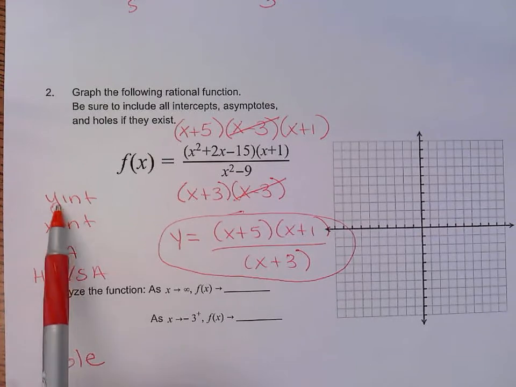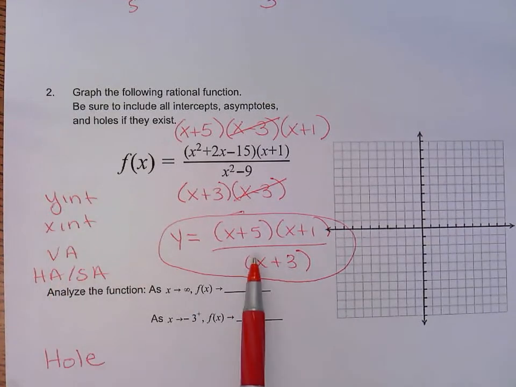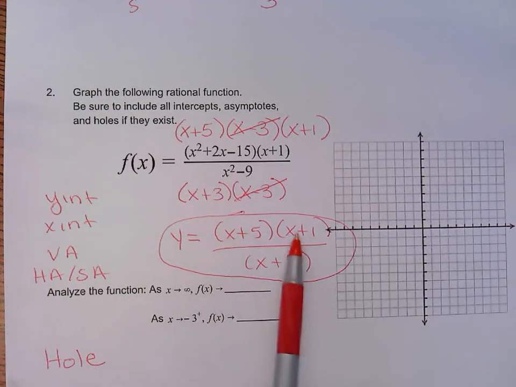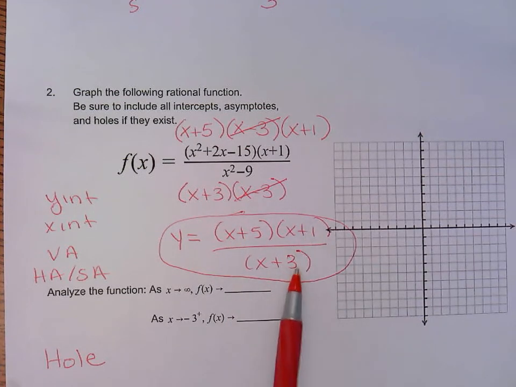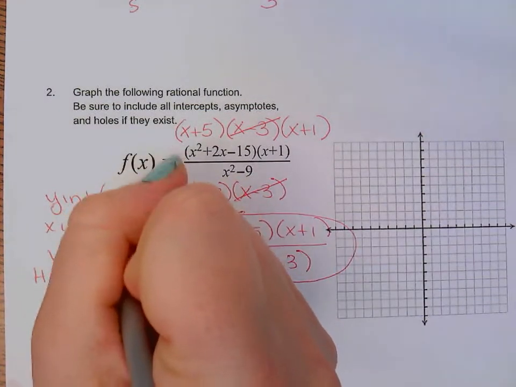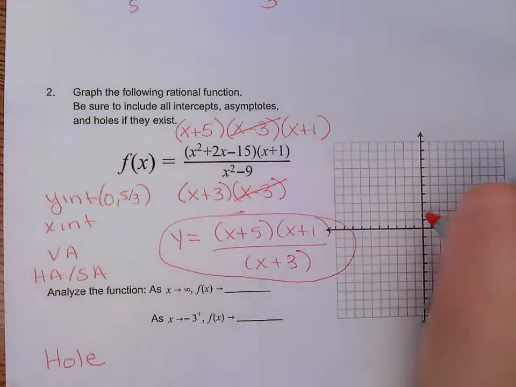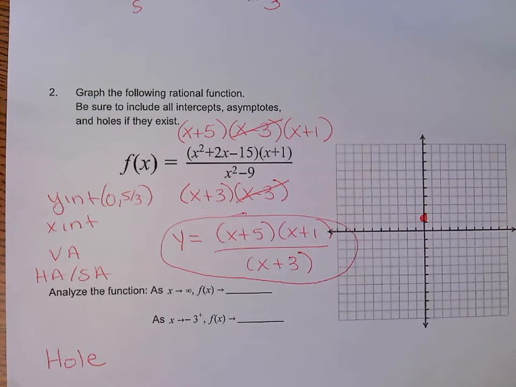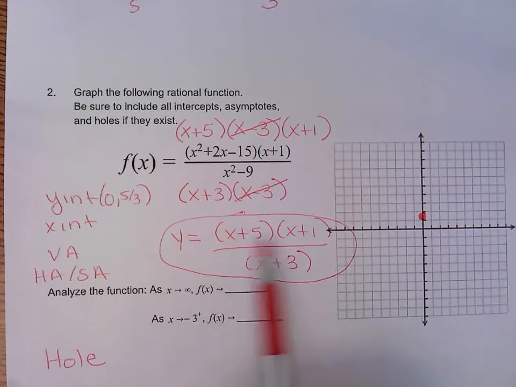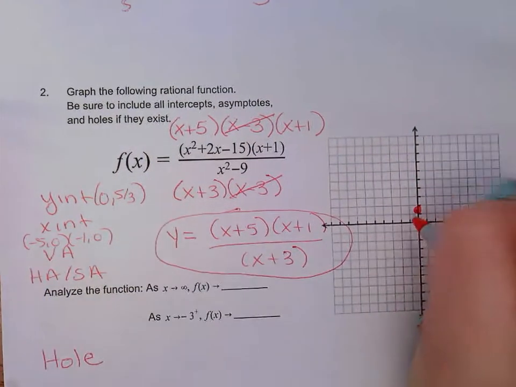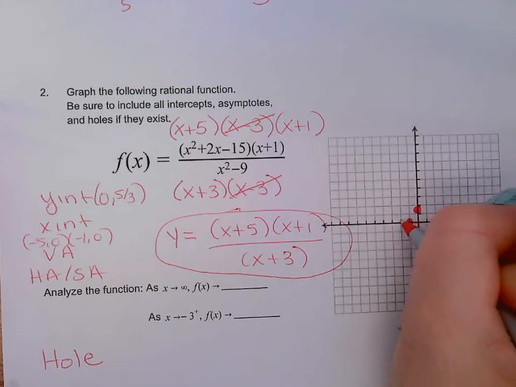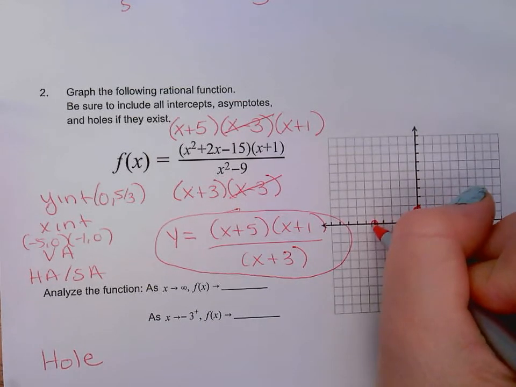Let's see, my y-intercept. When I plug in 0 for all of these x's, I get 5 times 1 divided by 3. So (0, 5/3), which would be here on the y-axis. My x-intercept, I actually have 2 of them. One is at -5 and one is at -1. So there's -1, 2, 3, 4, there's -5.